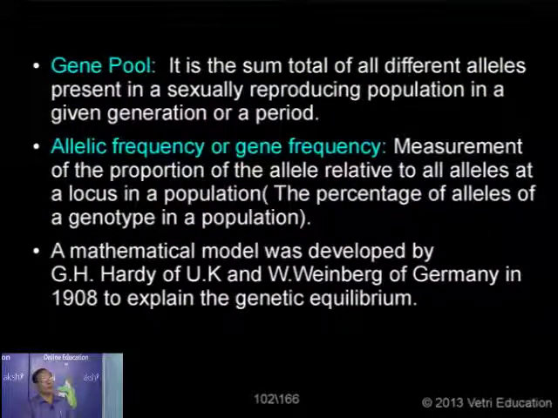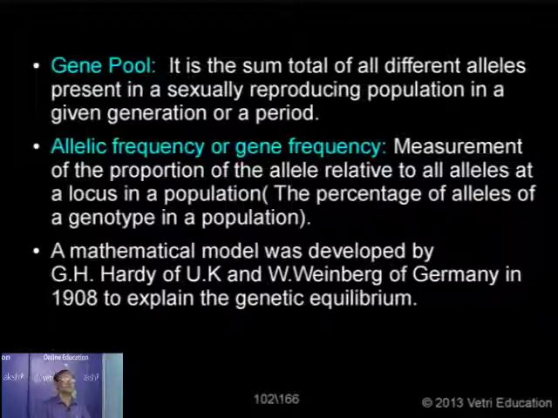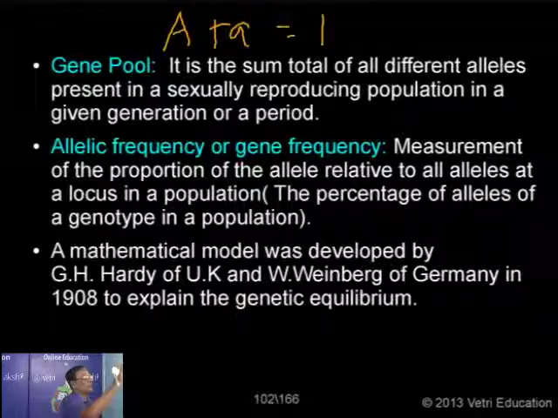So what is gene pool? I mentioned it already. It is the sum total of the different alleles in a sexually reproducing population in a given period or in a given generation. We can take it either way: the sum total of all different alleles. For example, if there are only two alleles, A and B, this is also a gene pool. Sum total of A is equal to 100%. Sum total of B is equal to 100%.